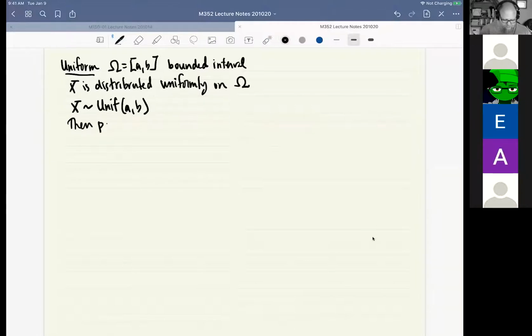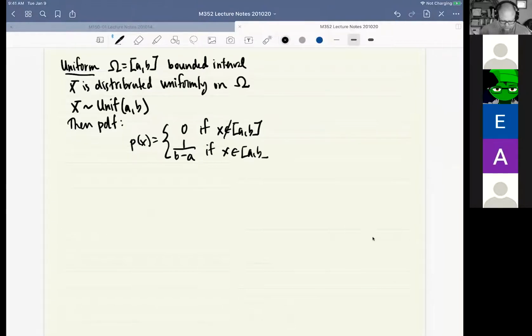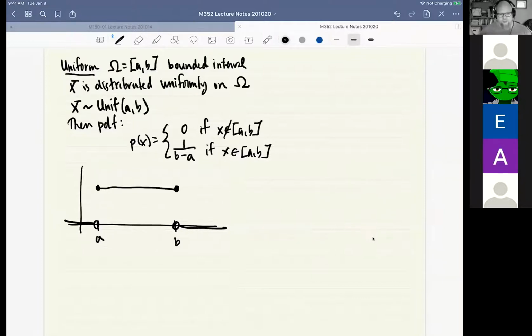Then what's the PDF? Well, we've talked about this before. The PDF is 0 if x is not in the interval. And if x is in the interval, it's 1 over b minus a. So the graph of the PDF looks like this. Okay, some people call this a step function. And then this height here, of course, is 1 over b minus a.